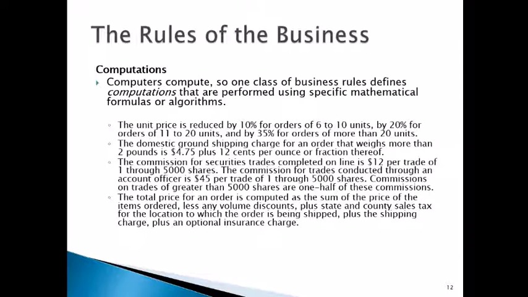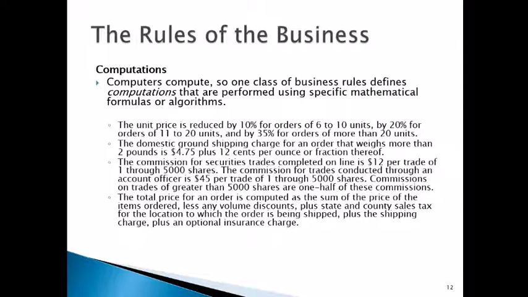If you purchase more than one, say 5 purchases, then you get a 10% discount. If you purchase more than 5 items and beyond 10 items, you will be given a 20% discount. So these are the computations that are performed based on your orders. Unit price is reduced by 10% for orders of 6 to 10 units, by 20% for orders of 11 to 20 units, and by 35% for orders of more than 20 units.